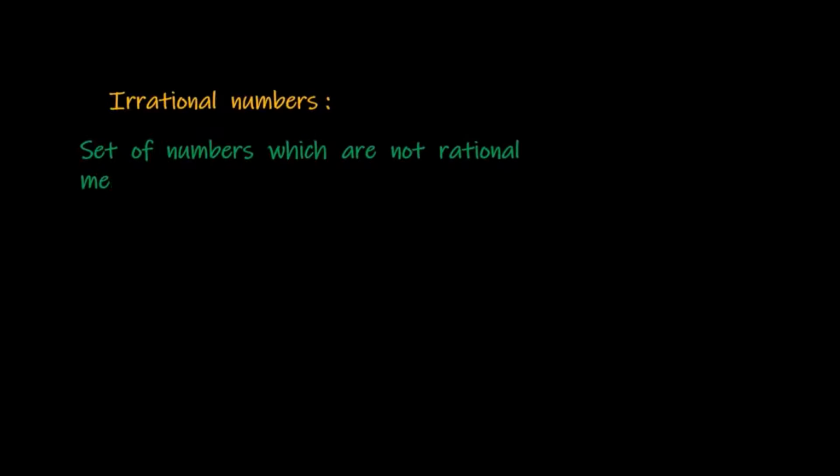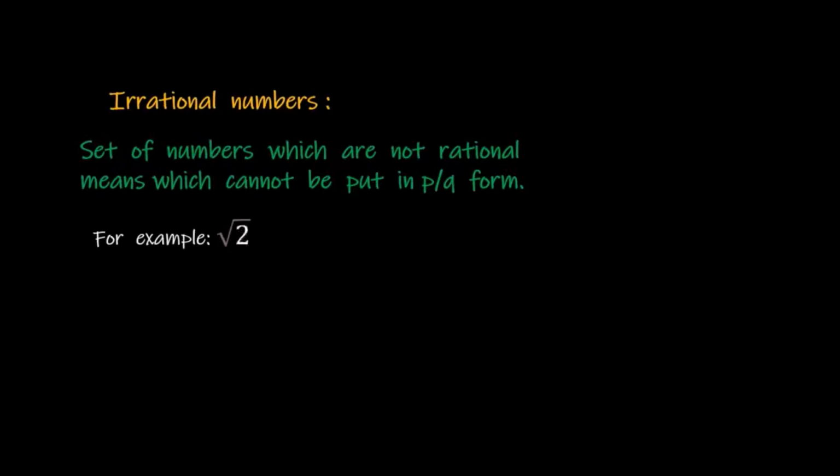Last on the list of real numbers is irrational numbers. Those numbers which are not rational, meaning the numbers which cannot be put in the form of p by q, are irrational numbers. For example, under root 2, exponential, pi, etc.